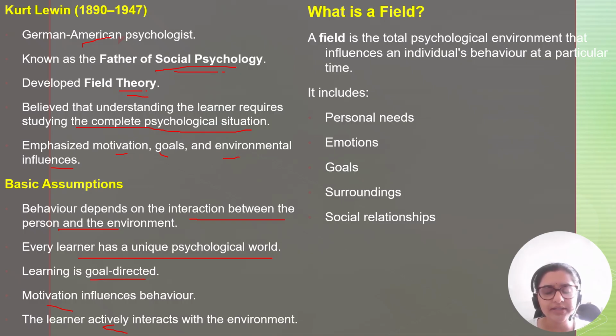So here the next important definition is field. Field is nothing but the total psychological environment that influences an individual's behavior at a particular time. So, the total mental processes or cognitive processes that influence a person's behavior. So what does a field include? It includes personal needs. What are the needs of the particular individual? What are the emotions, goals? What are the surroundings? And how are that person's social relationships? All these will influence the field of a person. That is, they will influence the psychological processes.